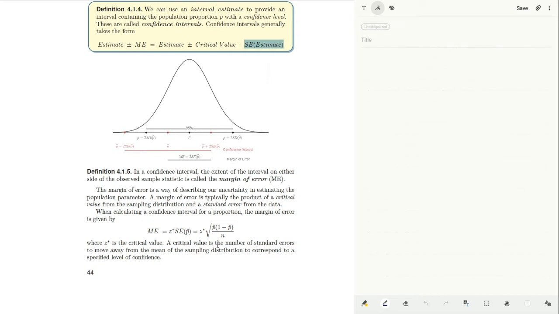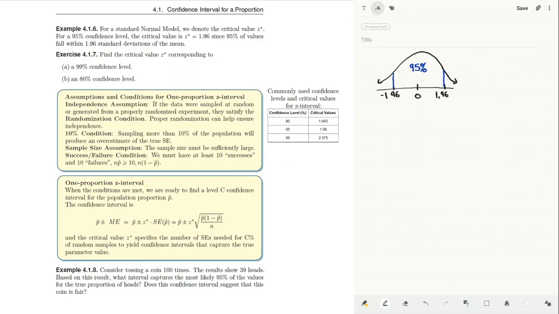Now the critical value is the number of standard errors to move away from the mean of the sampling distribution to correspond to a specified level of confidence. So for example, in the standard normal model, we denote our critical value by Z star. And for a 95% confidence level, the critical value Z star is equal to 1.96 because 95% of values will fall within 1.96 standard deviations of the mean. So let's take a look at other examples of calculating these critical values.